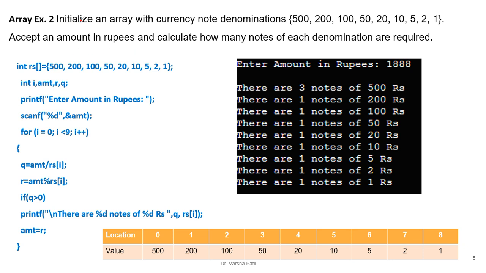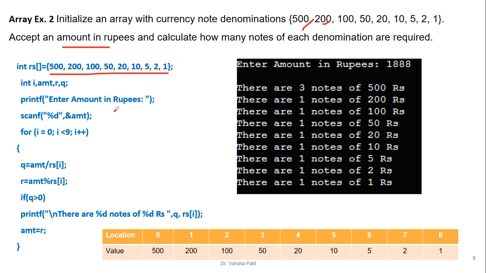Now we will do this program. Initialize an array with currency note denominations. Now these are the currency for India: 500, 200, 100, 50, 20, 10, 5 to 1. Accept the amount in rupees and calculate how many notes of each denomination are required. For that we initialize the array in which we keep 500. Now there is no particular decrement, so we store in the array 500, 200, 100 up to 1.